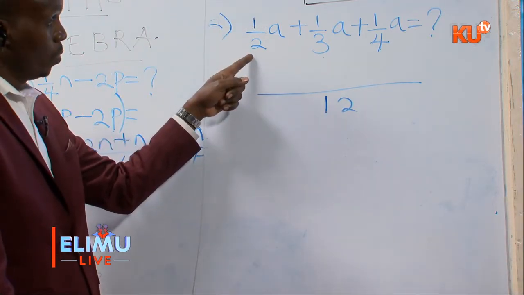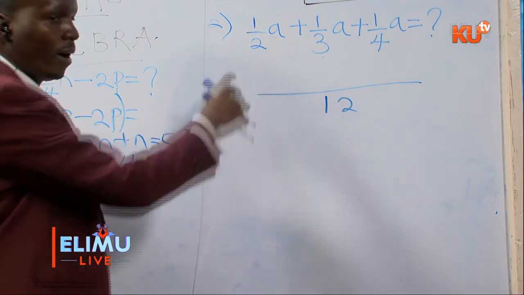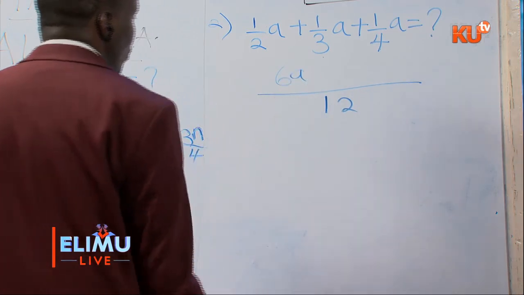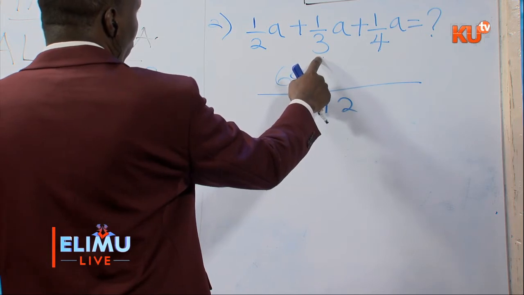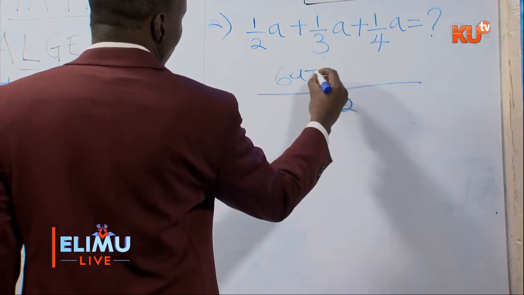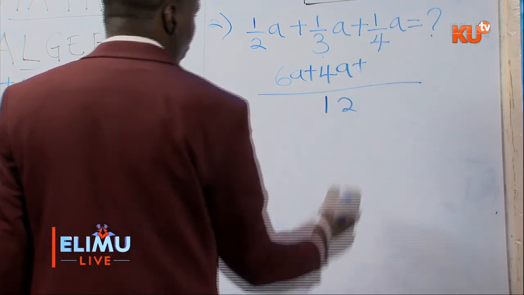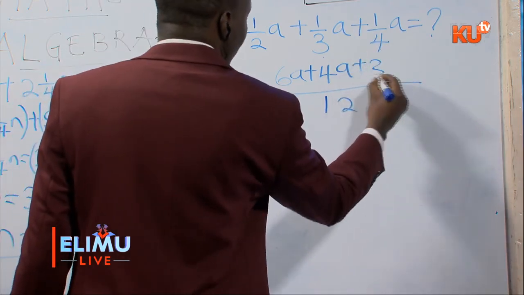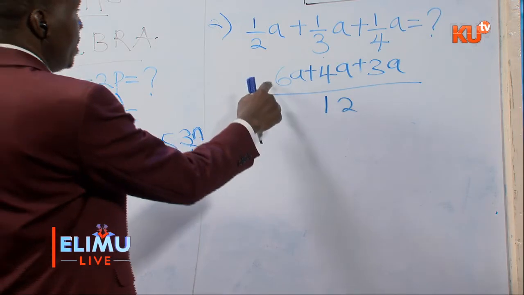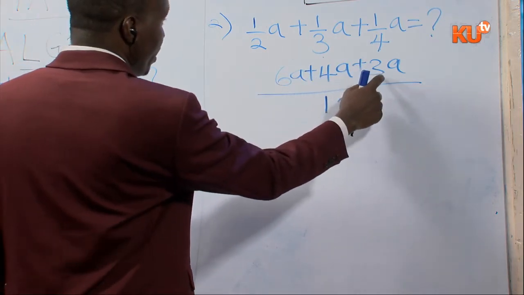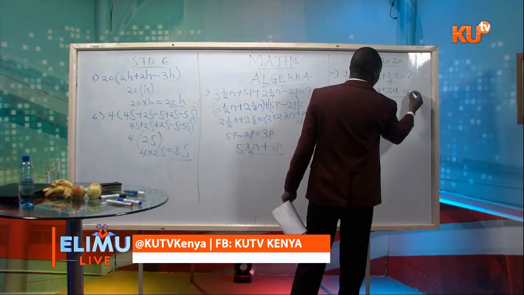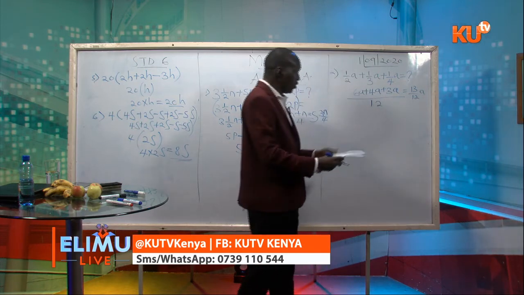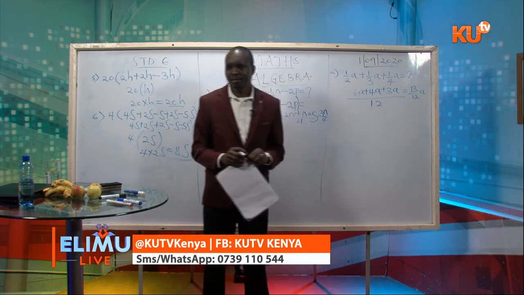12 divided by 2, we get 6. 6 multiplied by 1, we get 6a. 12 divided by 3, we get 4. 4 times 1, we get 4a. 12 divided by 4, we get 3. 3 times 1, we get 3a. 6 plus 4, we get 10. 10 plus 3, we get 13 all over 12a.